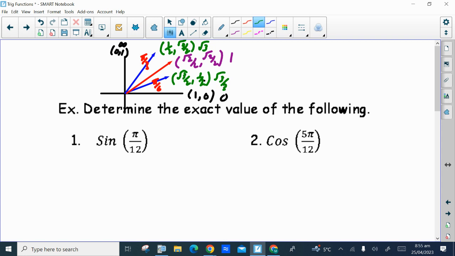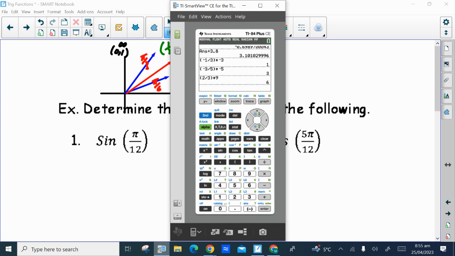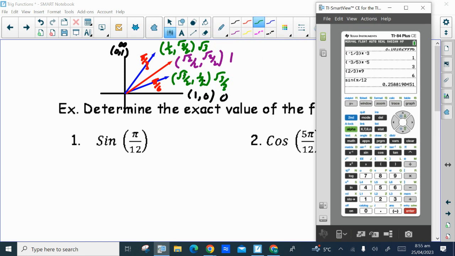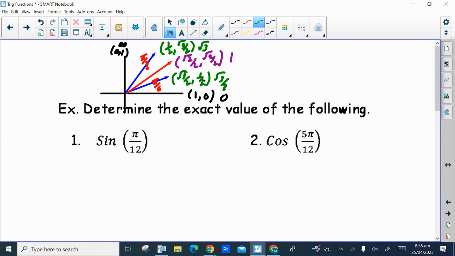Okay? So again, we want to find the exact value of sine of pi on 12. If you use your calculator in radian mode, and you do the sine of pi on 12, you'll get an answer, but it's an irrational number, not an exact value. So you can use the calculator to check your answer, but not get it. To get it, we use the unit circle and we use sum and difference identities.